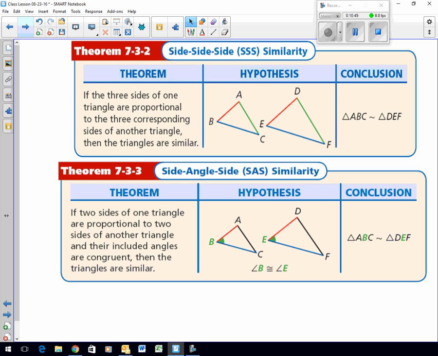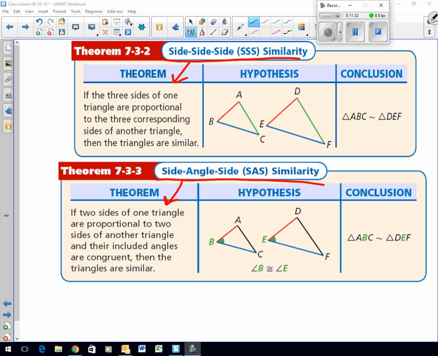All right. A couple more things for y'all to write down. Write down side-side-side similarity theorem, and side-angle-side similarity theorem. Okay, please write both of those things down. My side-side-side similarity theorem says if the three sides of one triangle are proportional to the three corresponding sides of another triangle, then the triangles are similar. Okay, that's simple, right? Pretty simple.